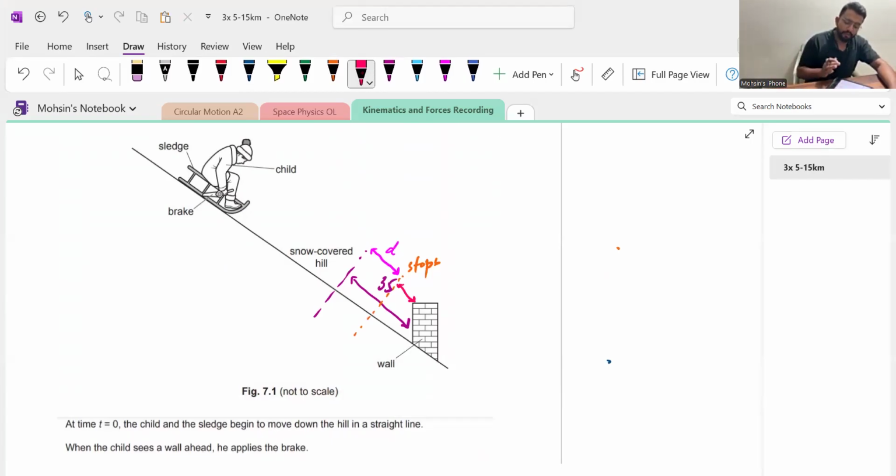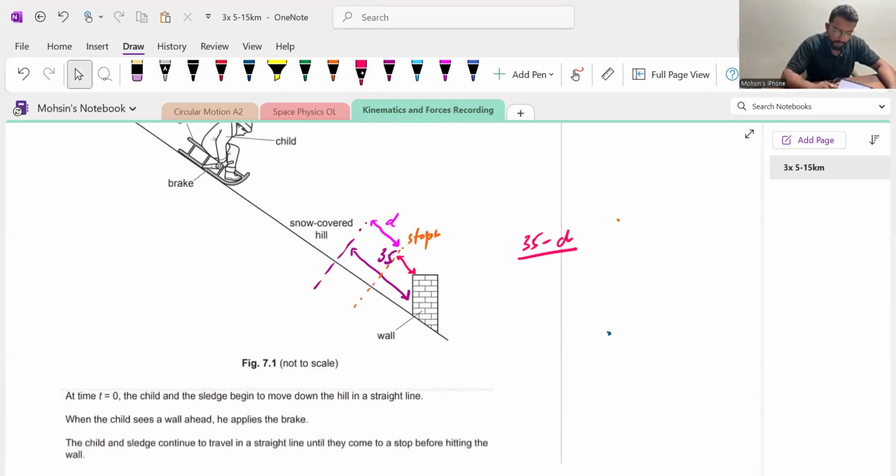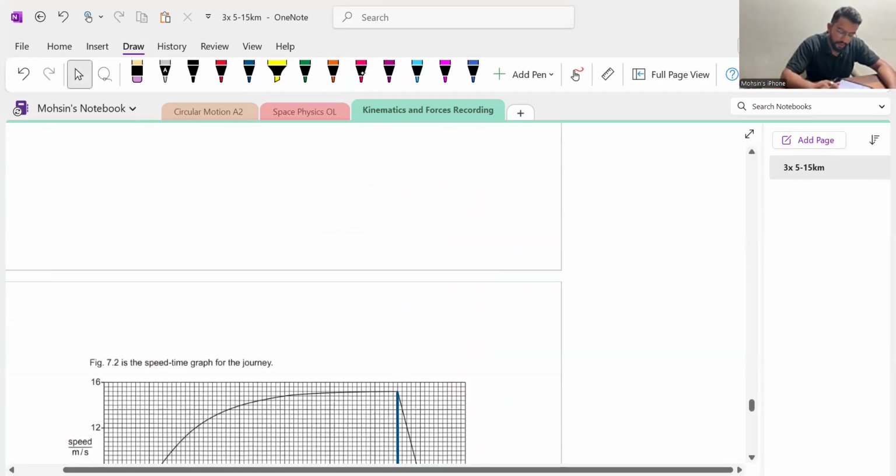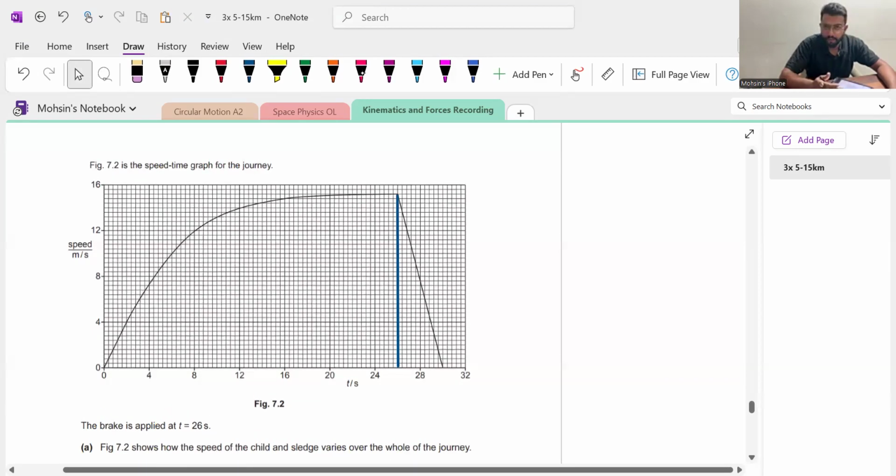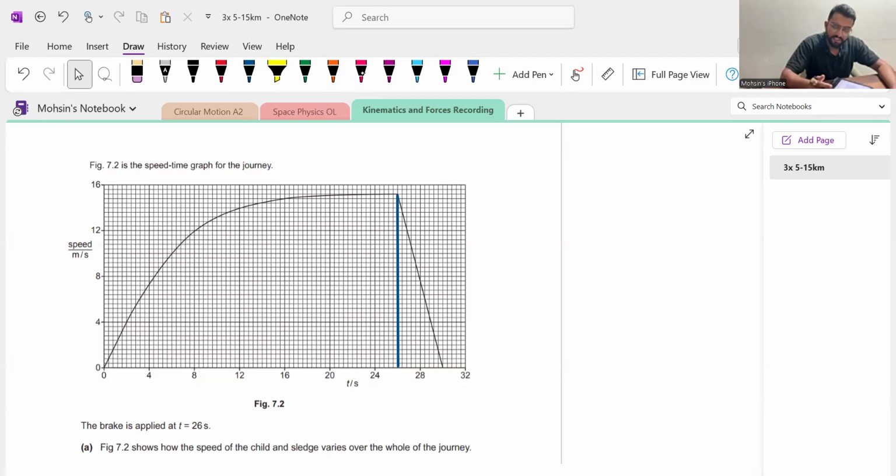So what is required here? We need to find D. If we subtract D from 35, we will get this distance which is from the wall. For this, we know we have a speed time graph, and the area of a speed time graph gives us distance. After the brakes are applied, the distance D will be calculated by the area of this graph from this point.